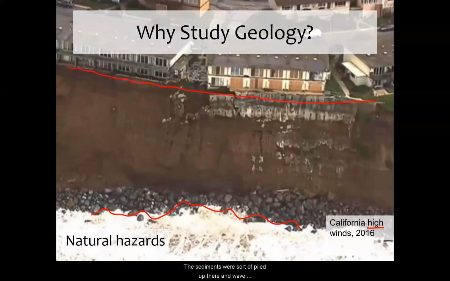So these sediments were sort of piled up there, and wave action driven by the wind caused these cliffs to start to collapse. And you can see that it's really put at risk all of these structures, these buildings that are built here, and are really not going to be habitable anymore because of these disasters. So geology can tell us things like how often or how much at risk particular structures are on cliffs like this, how fast we might expect this erosion to occur in normal time periods, things like that.